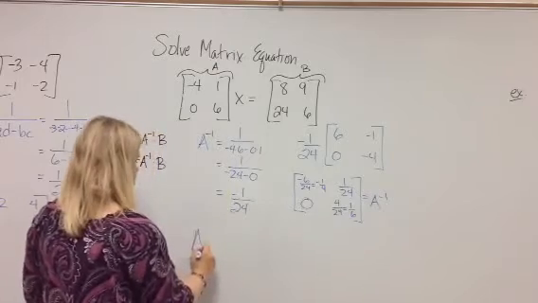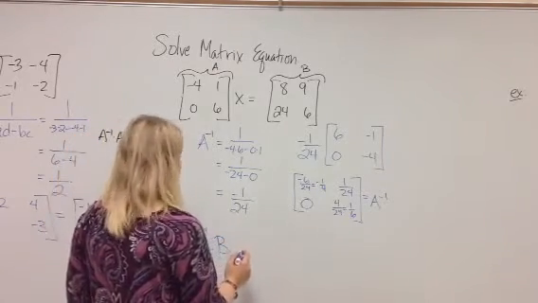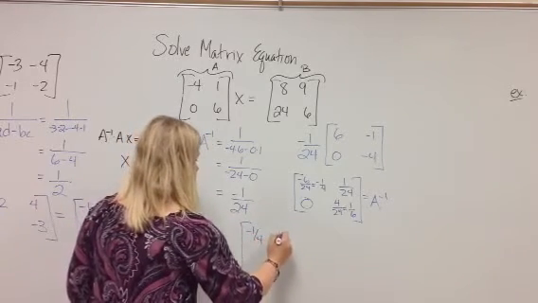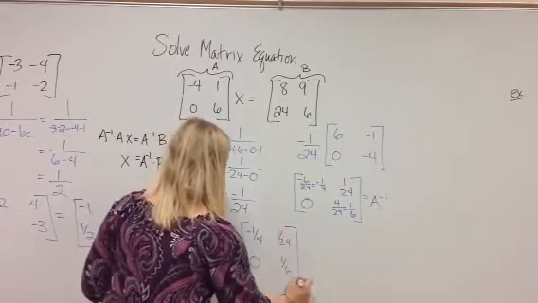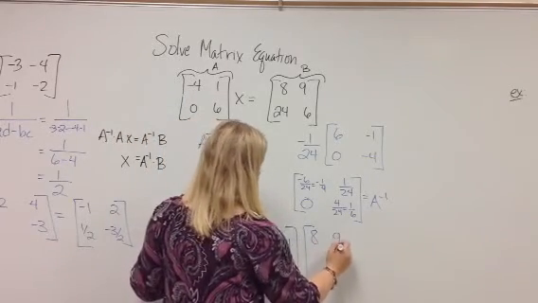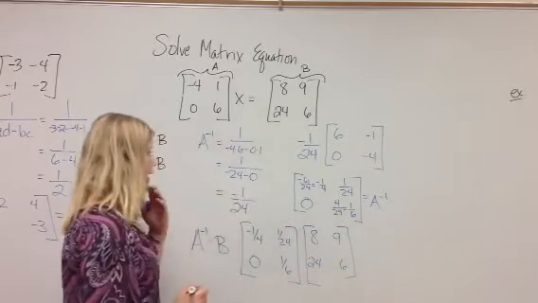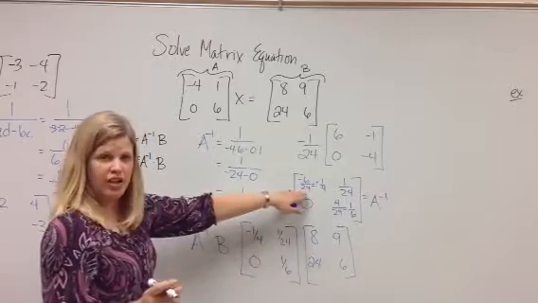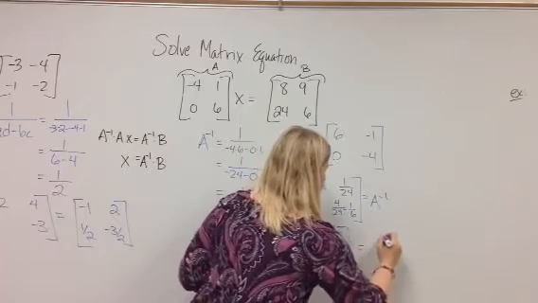Okay, so now what we're going to do is multiply that by b. Okay, so here we go. Our inverse was negative 1/4 and 1/24 and 0 and 1/6. Our regular matrix is 8, 9, 24, 6. And sometimes it's almost easier to just keep it as the original fractions. The numbers get bigger, but it's okay. So here we go. We're going to multiply them.